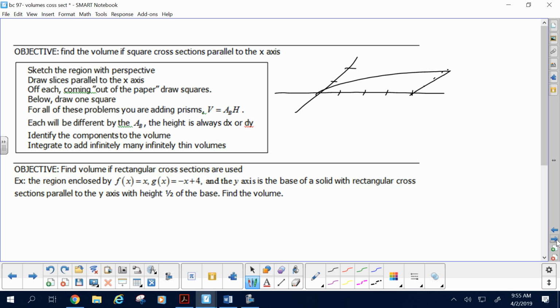All right, now, parallel to the x-axis, draw the slices. Here's some slices. It doesn't really matter. You want your picture to look cool, but you don't want it to be too congested, all right? You don't want to confuse yourself. So aren't those slices parallel to the x-axis? And we're going to draw squares.